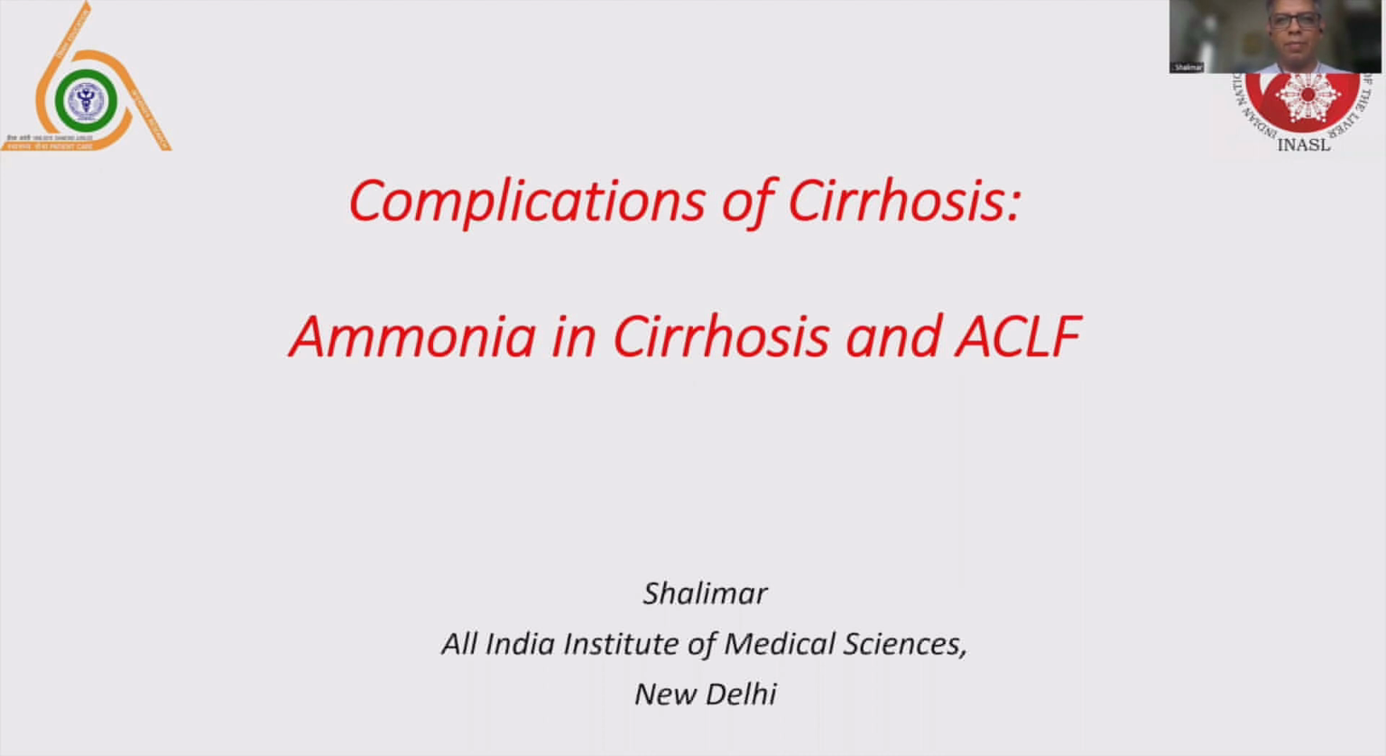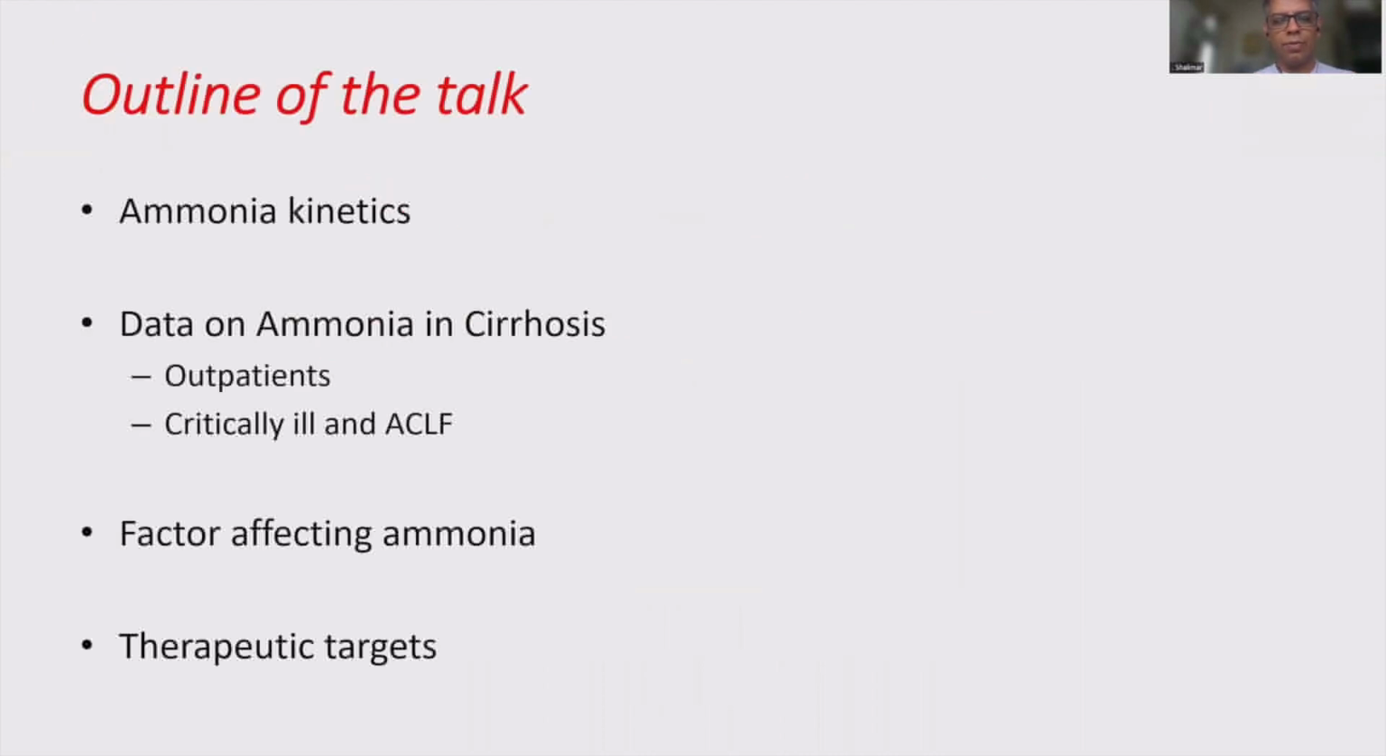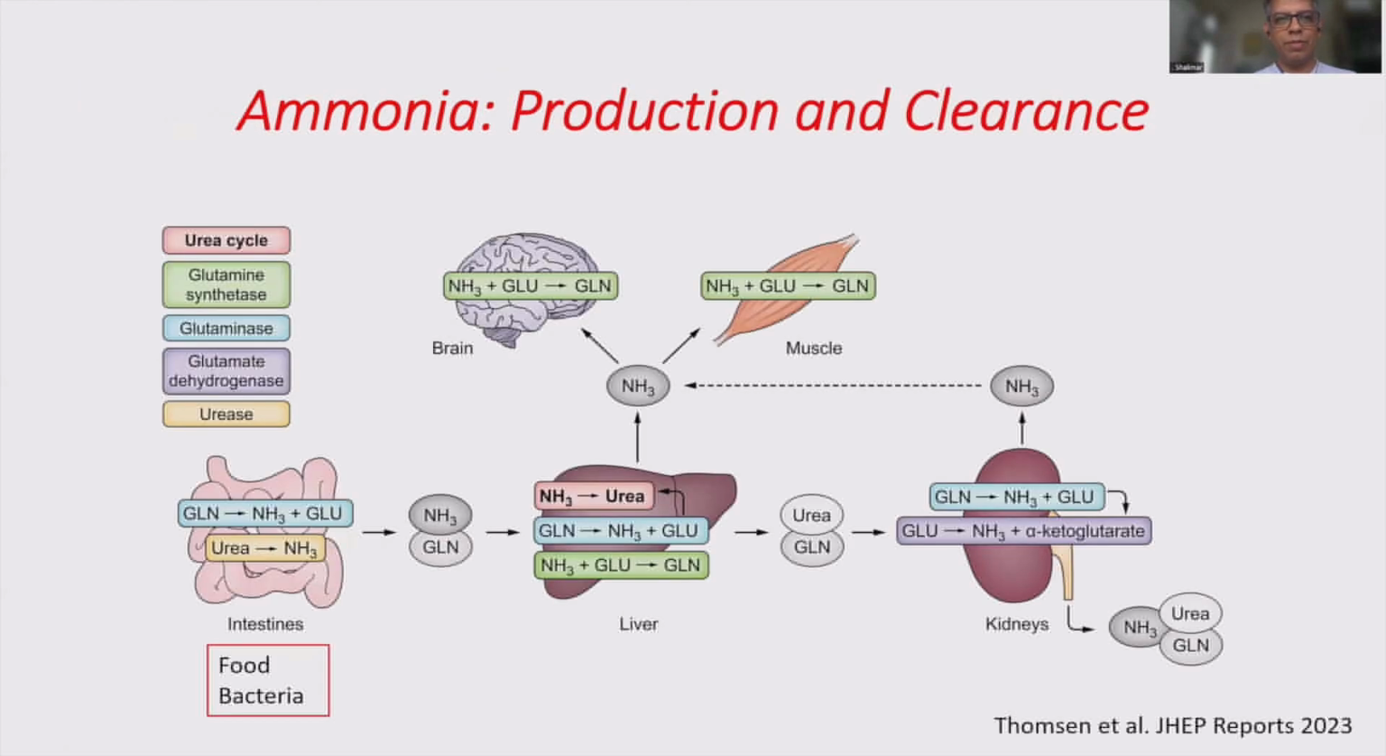In the next 10 minutes or so, I'll take you through the data on the role of ammonia in cirrhosis and acute on chronic liver failure. I'll talk to you on the ammonia kinetics. I'll show the data available on the role of ammonia in patients with cirrhosis, especially in the subgroups outpatients and critically ill and acute on chronic liver failure patients. I'll take you through the factors which affect the ammonia levels, which we need to keep in mind while interpreting these results, and briefly talk on the therapeutic targets which are available for reducing ammonia in these patients.